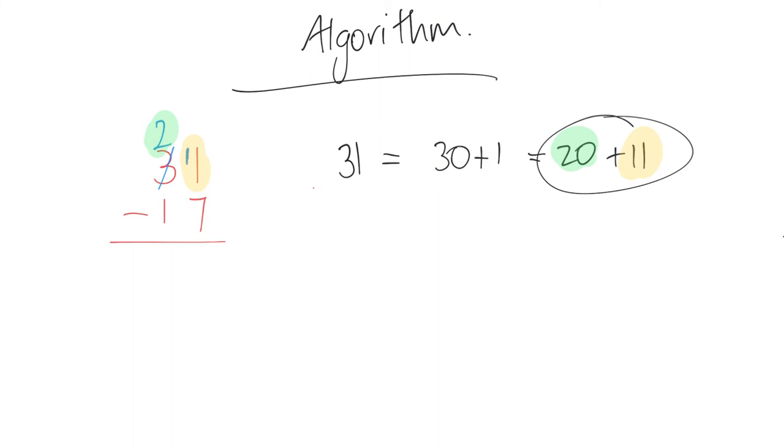So now I can go 11 minus 7 is 4. So I put a 4 in the ones column. And then I've got 20 minus 10, which is 10, so I'll put a 1 in the tens column. So that's how you do the vertical algorithm.